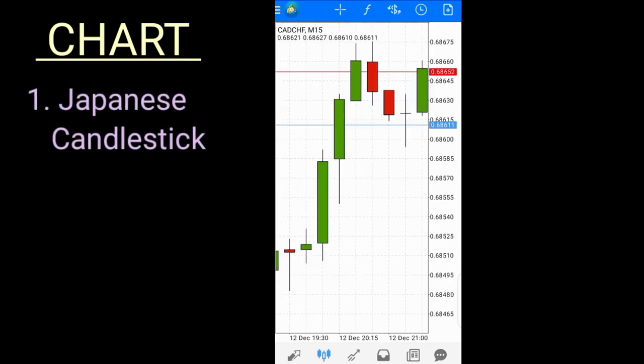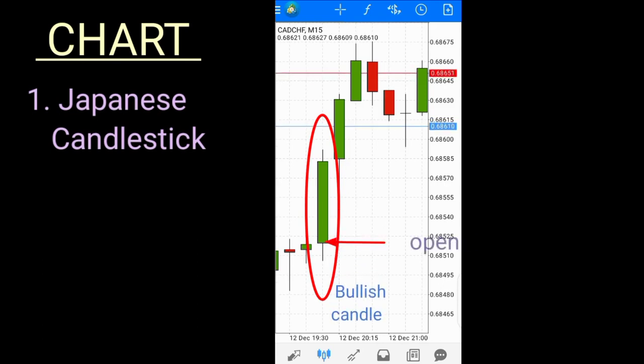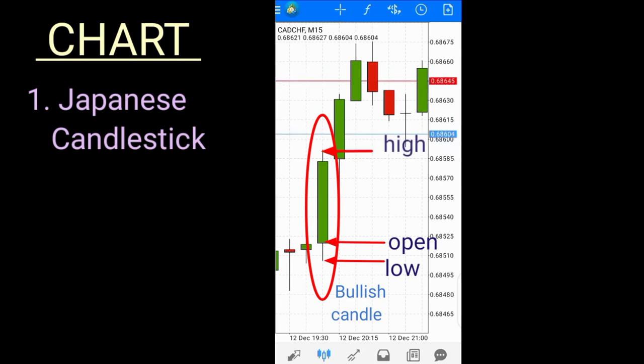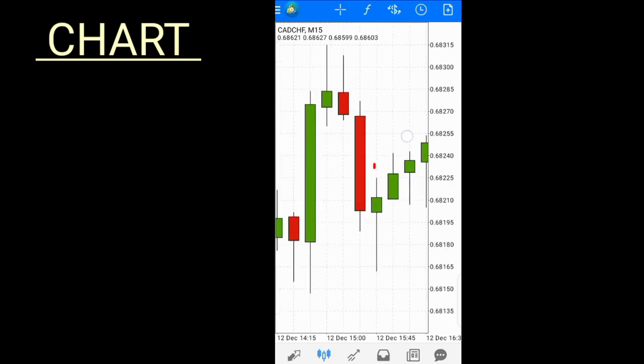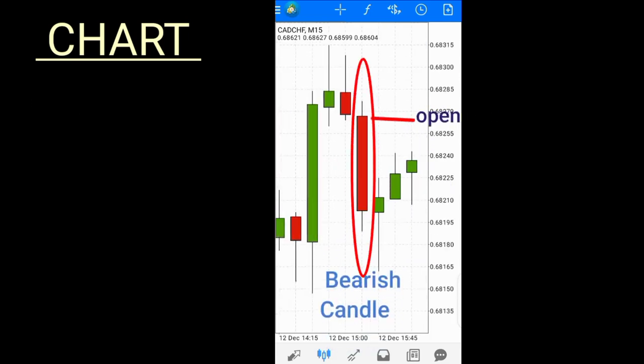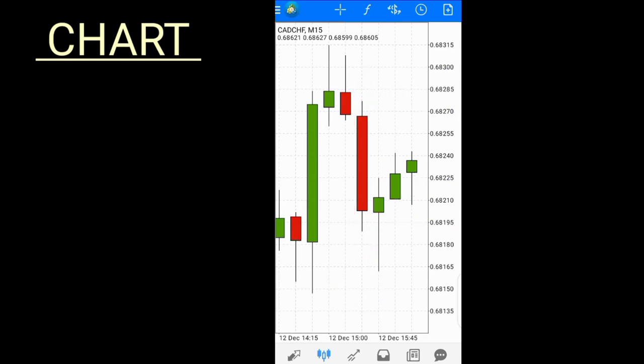This bullish candlestick here tells you the opening price, that the price opened at this point, moved to this lowest price, then went up to as high as this point, and then closed at this point. So this is for a bullish candle. So here is a bearish candle. Price opened here, went to the highest of this point, then went to this lowest point and closed at this point. So this is a candle showing that the price closed lower than it opened.